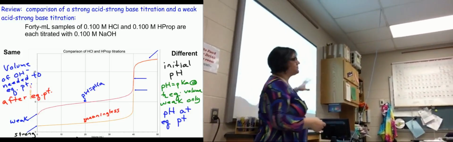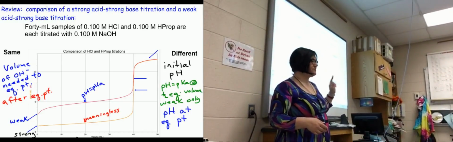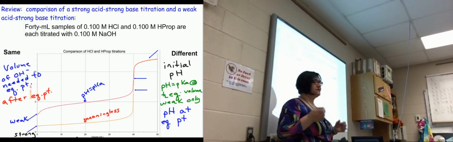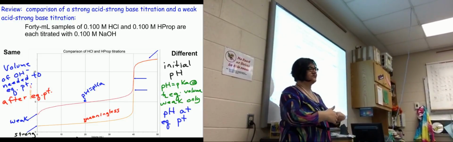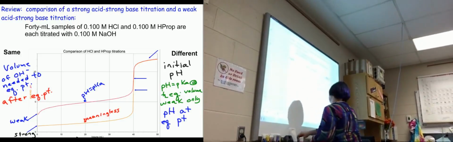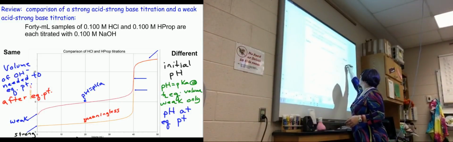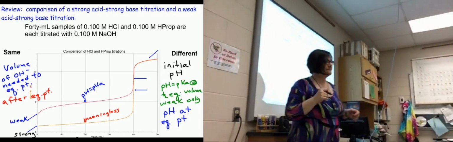So on this slide, we have two different titration curves. There's the red one and the orange one. One is strong, one is weak. Which one is the orange one, the strong or the weak? Why is it strong? Lower initial pH. That's the difference between the two.